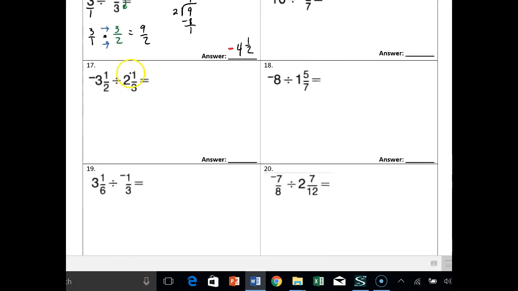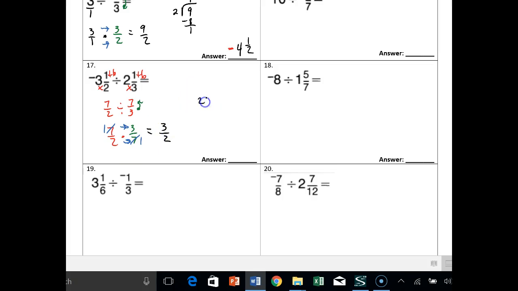For number 17, yuck, we've got 2 mixed numbers, but we are not afraid of it because we know how to change them to improper fractions. So this one is 7 over 2 divided by also 7 over 3 though. Before I do any cross canceling, flip it. Notice I have 7 over 2 times 3 over 7. Now I can cross cancel my 7's. This becomes a 1. This becomes a 1. I multiply straight across. 1 times 3 is 3. 2 times 1 is 2.